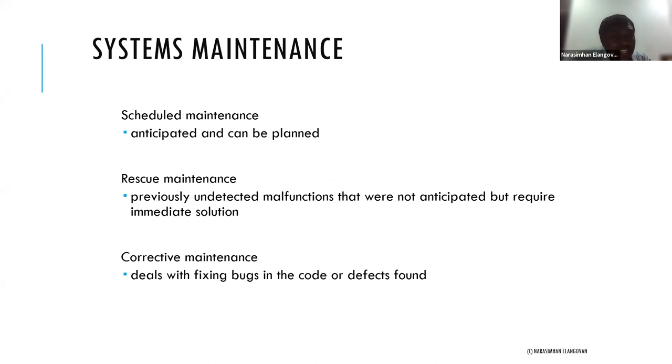Examination asks as a question the different types of maintenance. First is called scheduled maintenance. It is more like, on this day, the system will not work. It's anticipated in advance. Simple example, IRCTC website, every day 11:30 p.m. to 12:30 a.m. is a scheduled maintenance. You cannot book a ticket. Try it out.